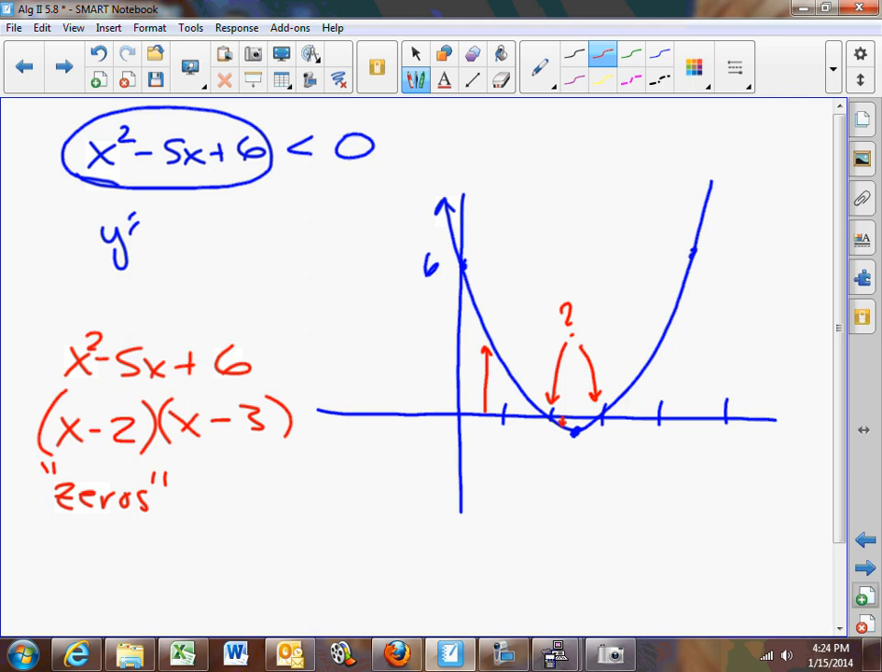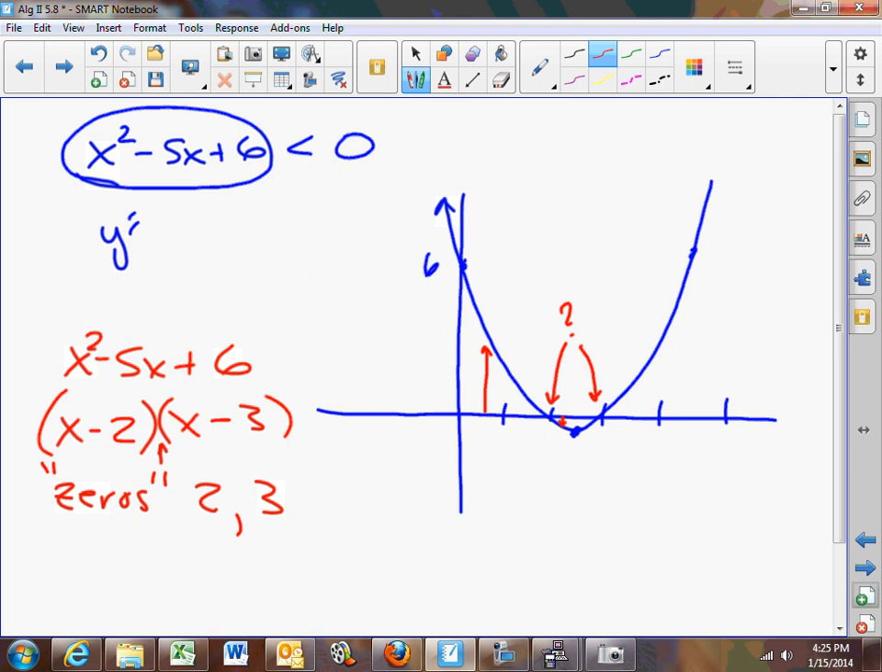So the zeros are 2, because when you put 2 in for x in the first binomial, that makes that 0. And when you're multiplying, it doesn't matter what the other number is. 0 times anything is 0. And 3, because when you put 3 in for x, the second binomial becomes 0. And if you're multiplying, notice you're multiplying right here, it doesn't matter what the other number is, because 0 times anything is 0. So the zeros are 2 and 3.